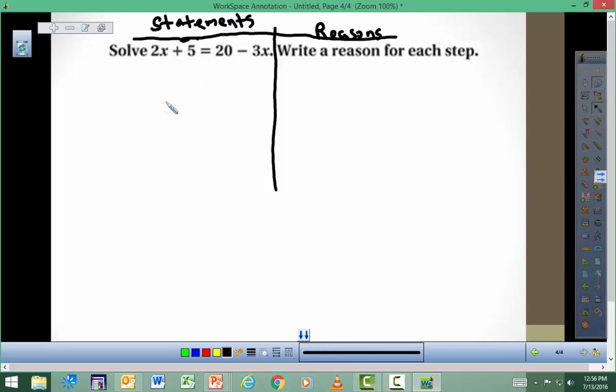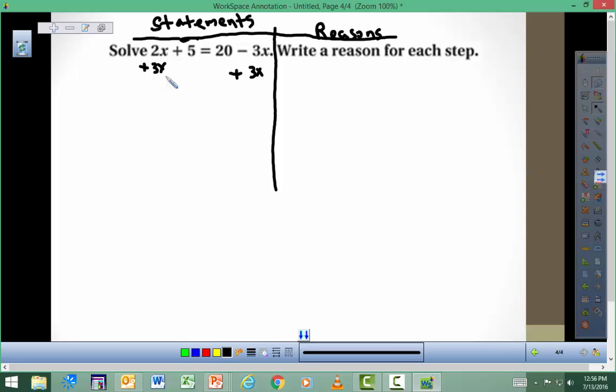Okay, so anyhow, what I'd like to do to solve this equation is move these three x's over here, because they're negative, and move them to the opposite side, to the left side. And I can do that by adding. You see, what I'd do is this: I'd add 3x here, and I'd add 3x over here.